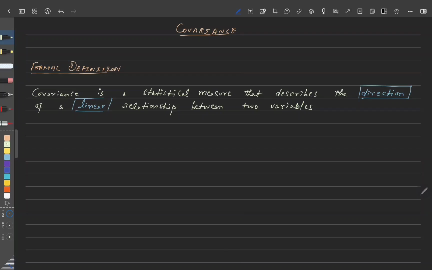And another thing to note here is that we are talking about a linear relationship. Okay, so the relationship shouldn't be a curve. It should be either like this, or like this, or like this, or this, or this.